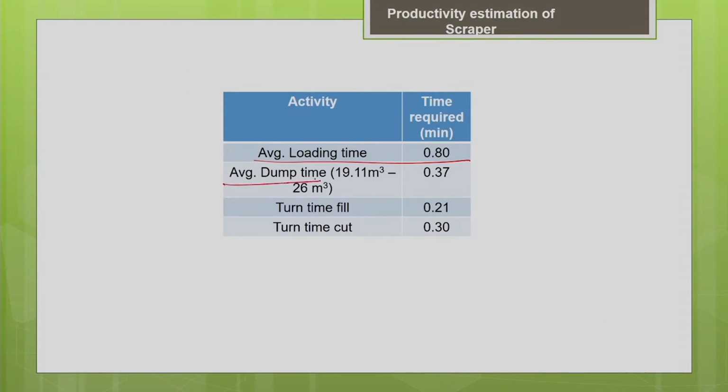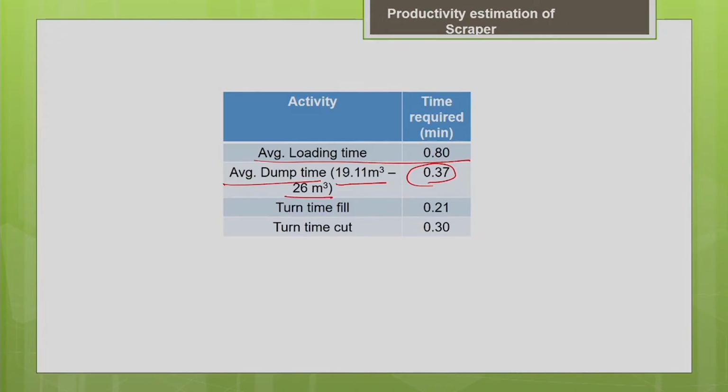Average dumping time, you can get it from the manufacturer. It's available in the literature also. So I have taken it from the literature. For 19.11 meter cube to 26 meter cube capacity scraper, the value of dump time is given as 0.37 minute. As I told you, your dump time is going to depend upon the capacity of your scraper, as well as your site constraints, the congestion at your site, and also the type of material it is going to handle. So you can take the value from the manufacturer, or from any literature.